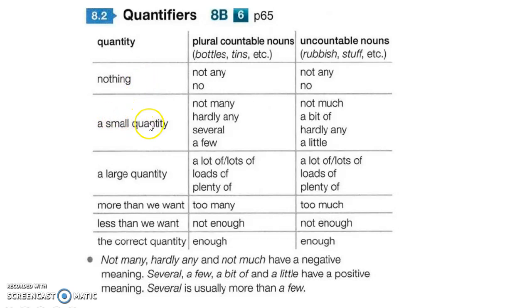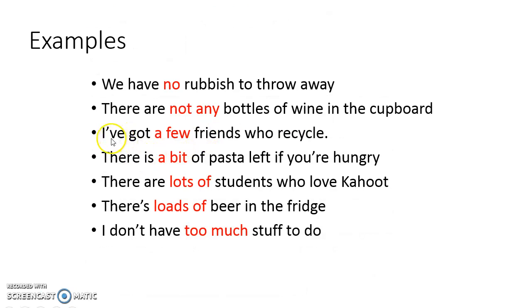When we have a small quantity, we want to use these expressions here, these quantifiers. Not many, hardly any, several, a few. Not much, a bit of, hardly any, and a little for uncountable nouns. Let's see some examples. I've got a few friends who recycle. This "a few" means that not many of my friends recycle, right? And there is a bit of pasta left if you're hungry. That means that there is not a lot of pasta. So there's a little quantity of pasta.